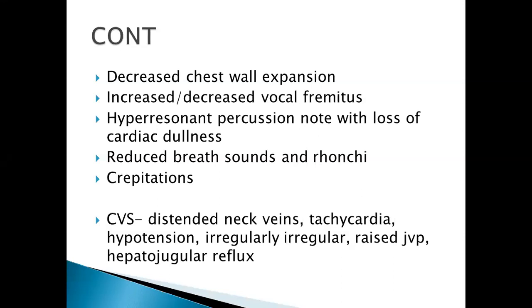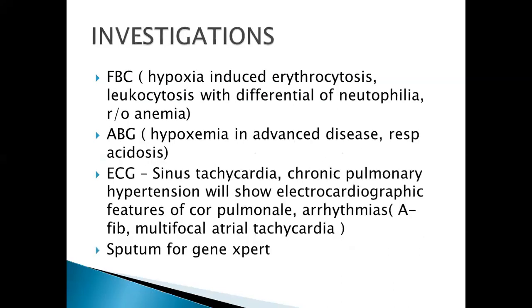Then in the cardiovascular system, you could find the signs of a right-sided heart failure, which is what they describe as cor pulmonale, which usually develops from the chronic pulmonary hypertension from COPD. And so you have these distended neck veins. There could be tachycardia, hypotension, and you could have AFib developing from the COPD as a non-cardiac cause of atrial fibrillation. And so the pulse could be irregular. Then, as I said, your raised JVP when you do the measurement, and then your hepatojugular reflux.